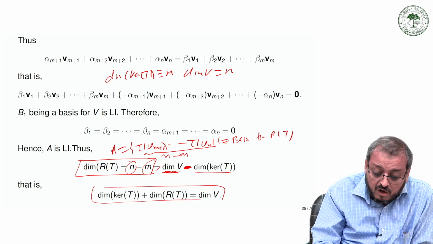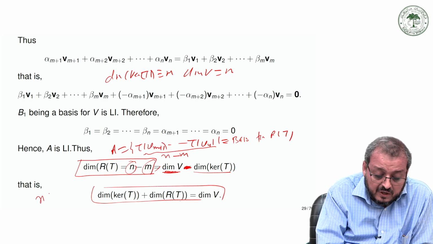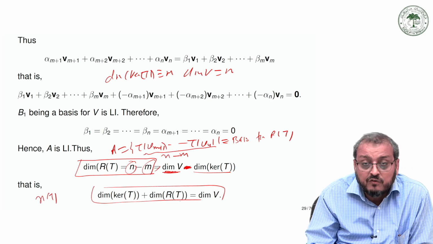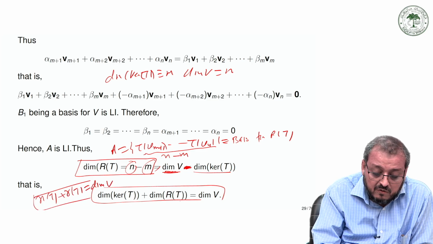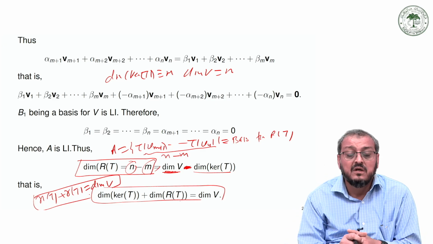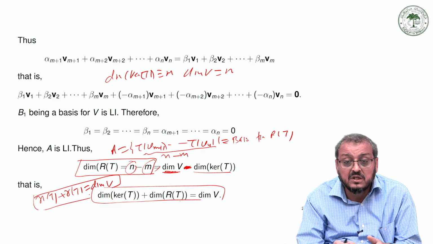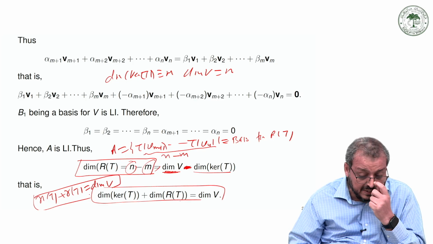The dimension of the kernel of T is called the nullity, and the dimension of the range of T is called the rank. So nullity of T plus rank of T is equal to the dimension of V. This completes the proof of the theorem. This is called the Rank-Nullity theorem, or we can also call it Sylvester's law.